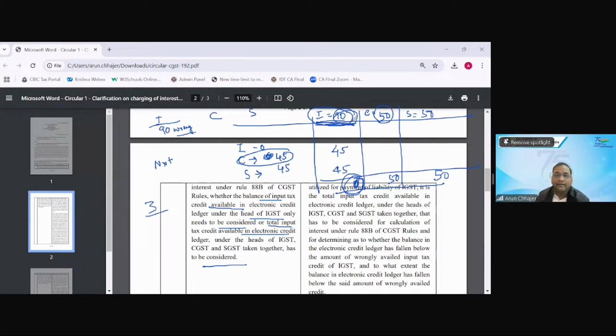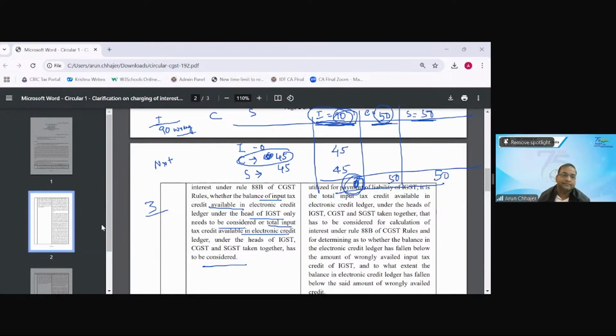But if that restriction is not there, कि IGST has to be used first, it might be possible that he can use CGST and SGST also now. In that case, IGST का balance तो 90 से कम होता ही नहीं. In that case, interest will not be applicable. So the question which has been clarified by Circular 192, that in case of this type of adjustment, should the total ITC be considered or only IGST be considered?